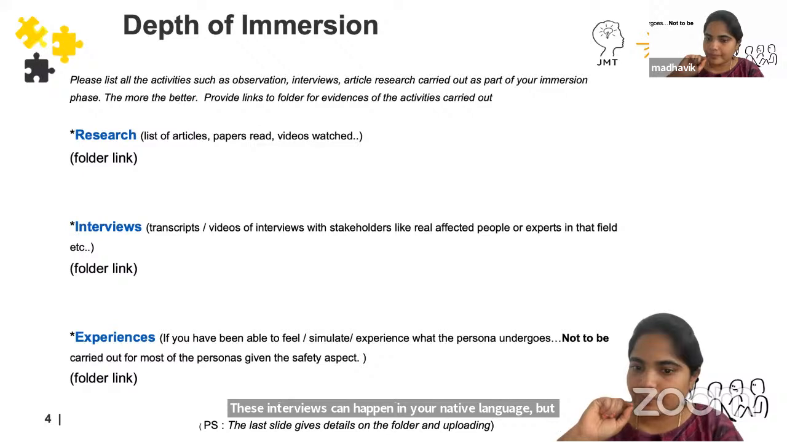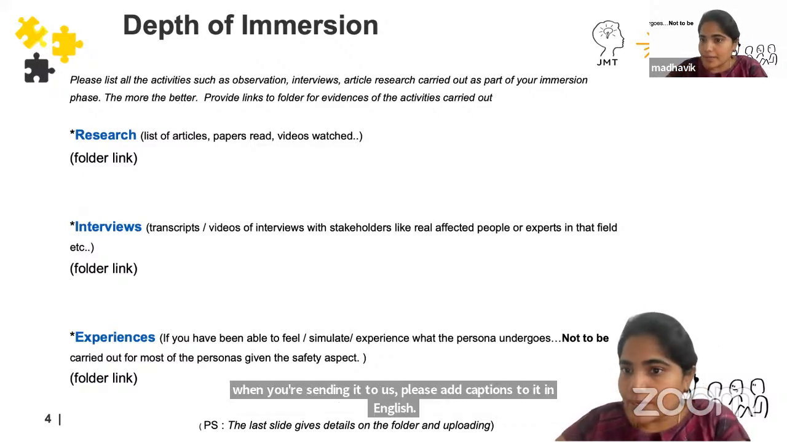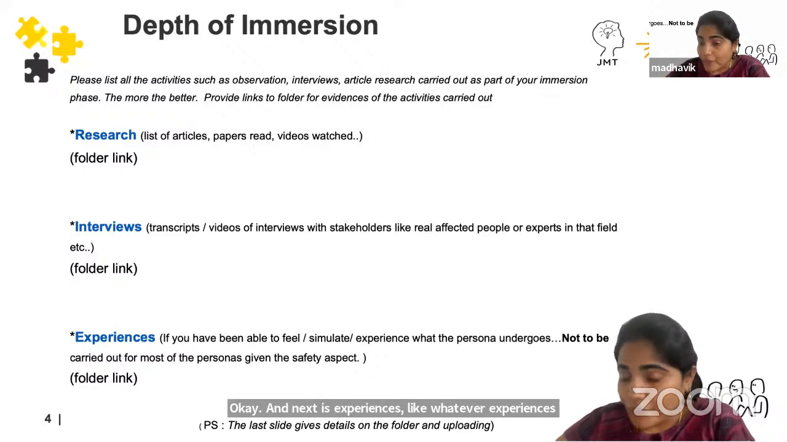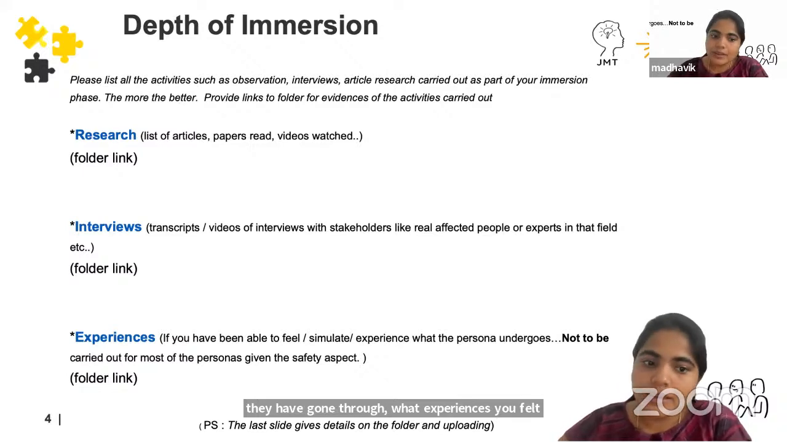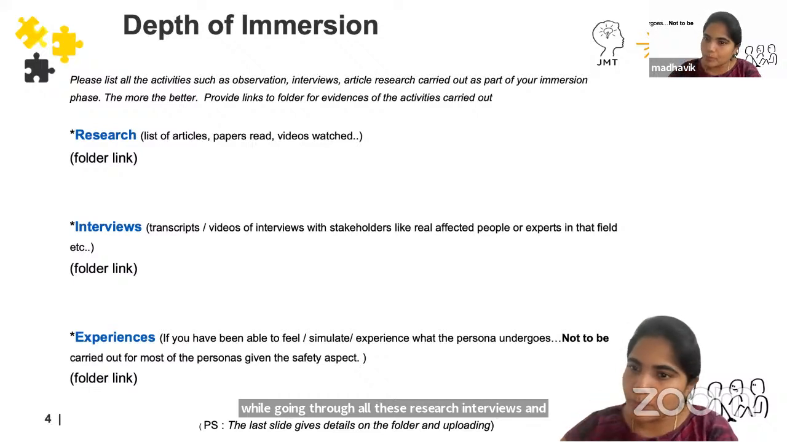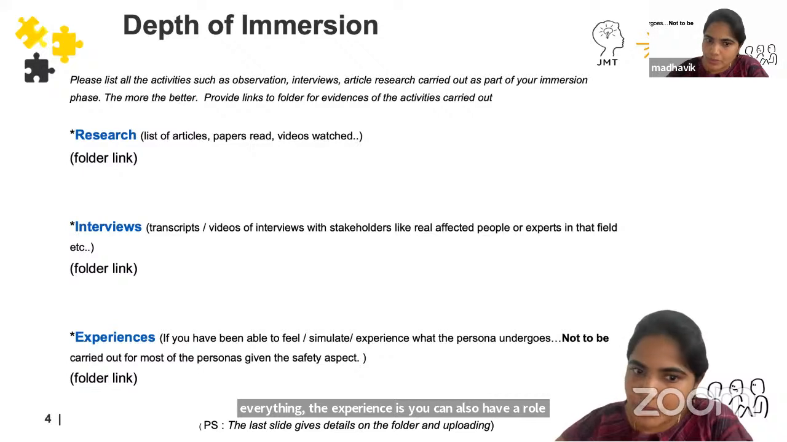Okay. And next is experiences, like what experiences they have gone through, and what experiences you felt while going through all this research, the interviews, and everything. For the experiences, you can also have a role play. Even that role play can be given to us, the role play which I was talking about to understand your persona.